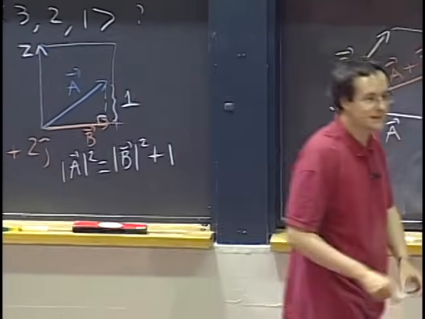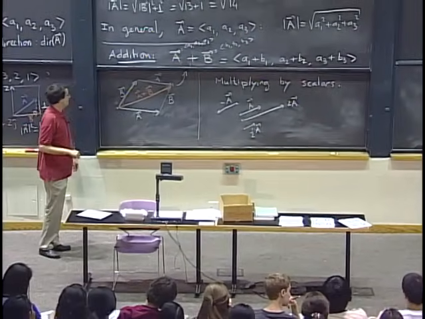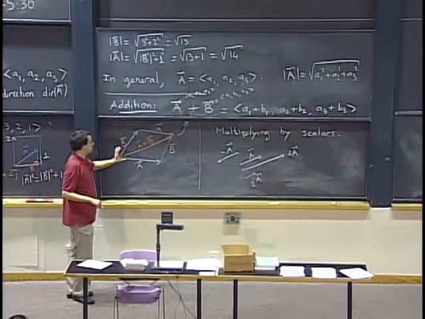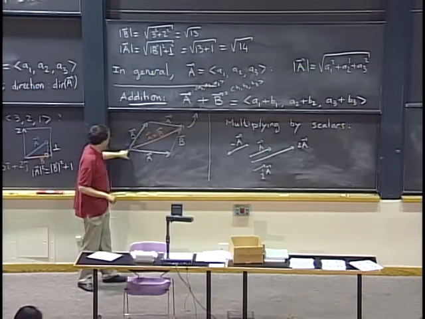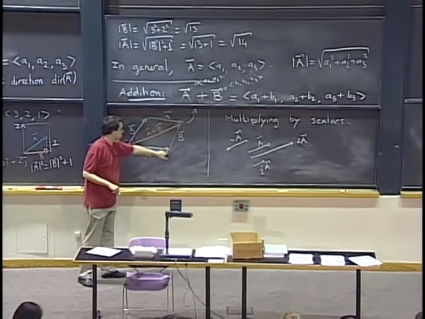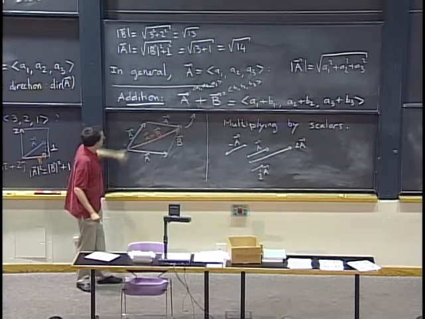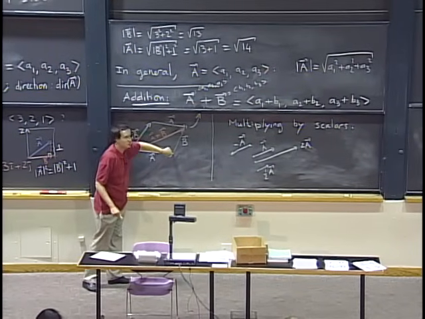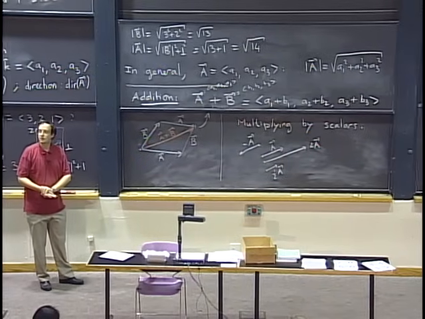Yes? So when you're subtracting, you just flip one in the other direction? That's correct. If you subtract two vectors, that just means you add the opposite of a vector. So for example, if I wanted to do A minus B, I would first go along A and then along minus B, which would take me somewhere over there. So A minus B, if you want, would go from here to here.